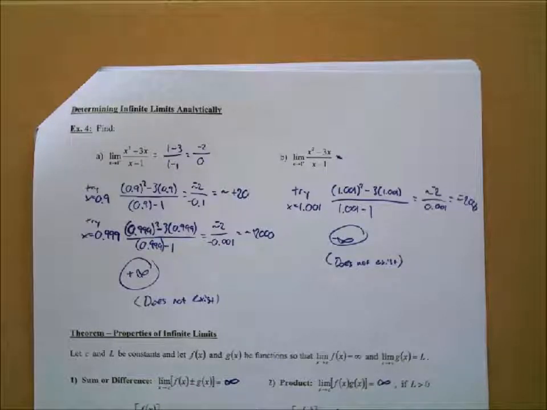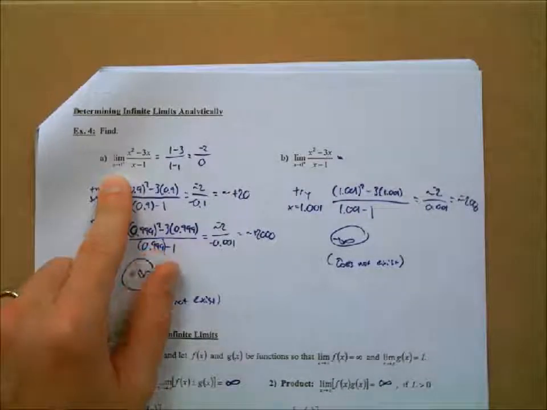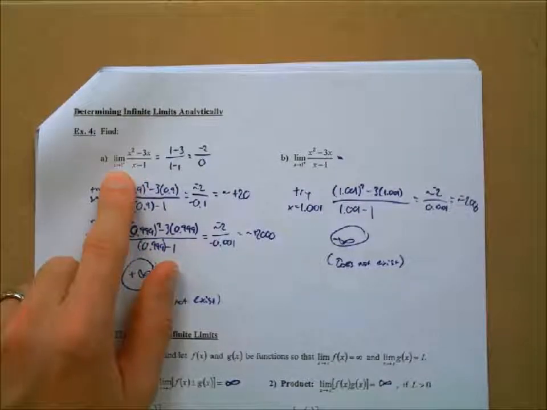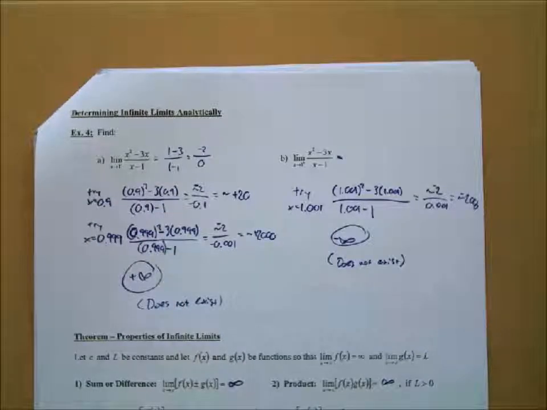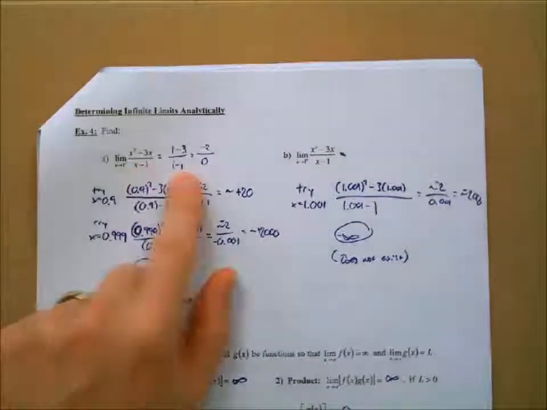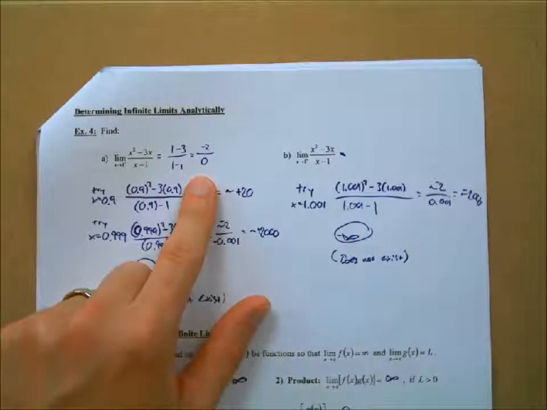Looking at letter A, we want to approach positive 1 from the left of this function. And so we can try a direct substitution. If you plug it in straight away, you're going to get something over 0. So it's not very helpful to do a direct substitution there. And we can't really factor and cancel.